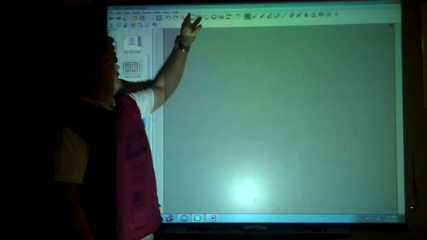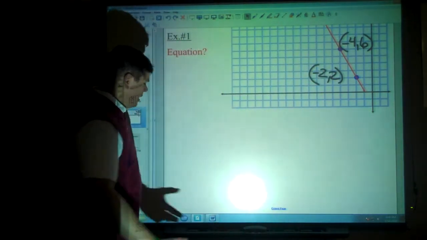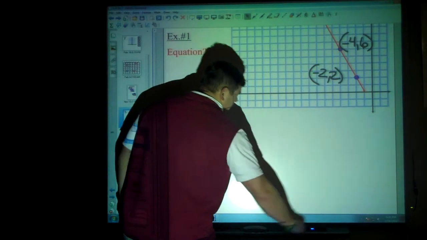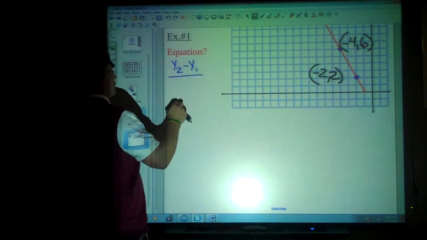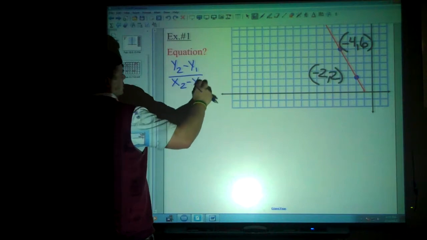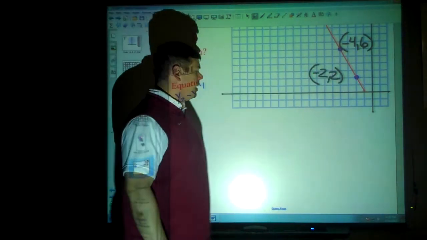So let's just say we were given a graph, and on this graph are 2 coordinates. So again, we're always going to need slope. So you have the choice of using the slope equation, y sub 2 minus y sub 1 over x sub 2 minus x sub 1. You could use that equation, or you can count rise over run.